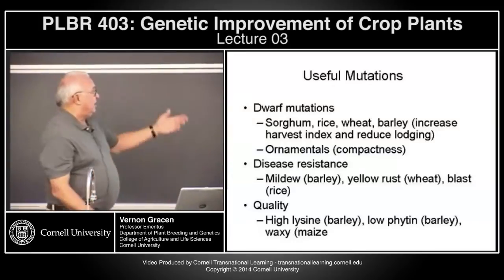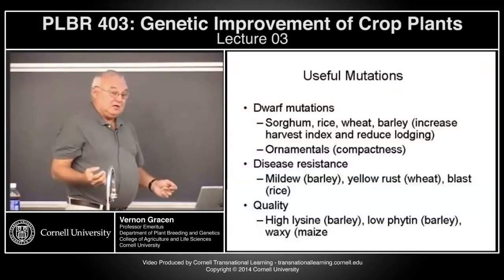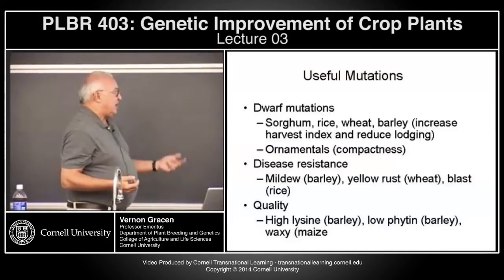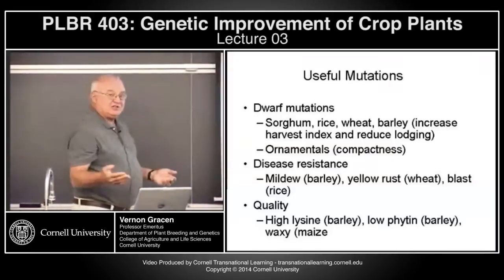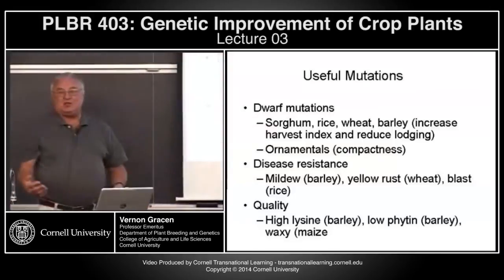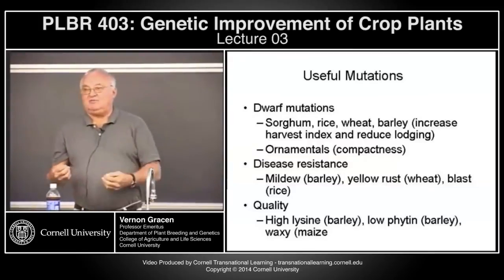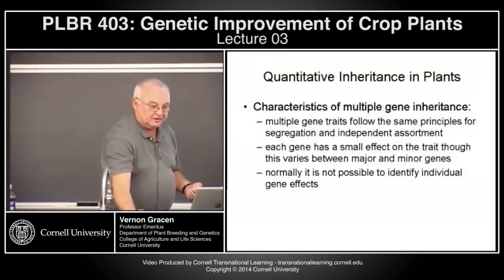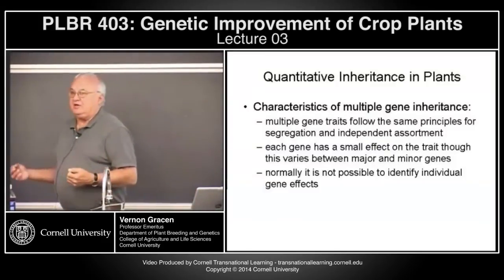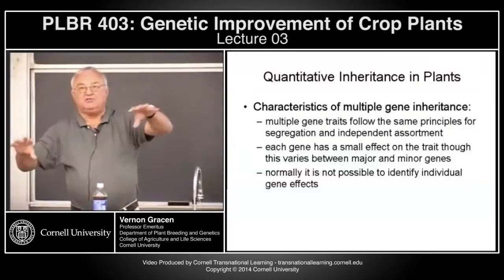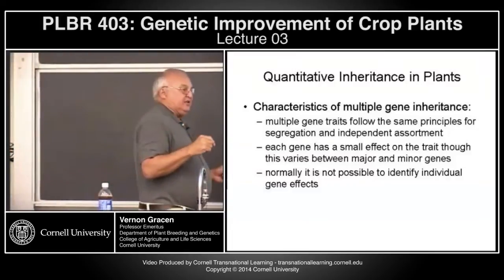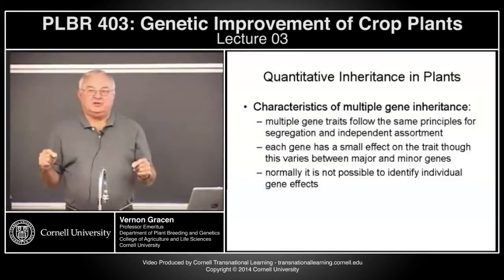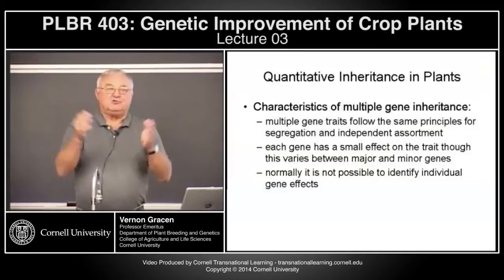Disease resistance, mildew in barley, yellow rust in wheat, rice blast resistance, and then some quality traits: high lysine in barley, low phytic acid or phytin in barley, and waxy maize, all identified as mutant traits. If you're interested in looking at the wide range of mutants available, there are sites, and I think I have it in the references online, or there's a nice book called Mutants of Maize, and you can go through and look through that.